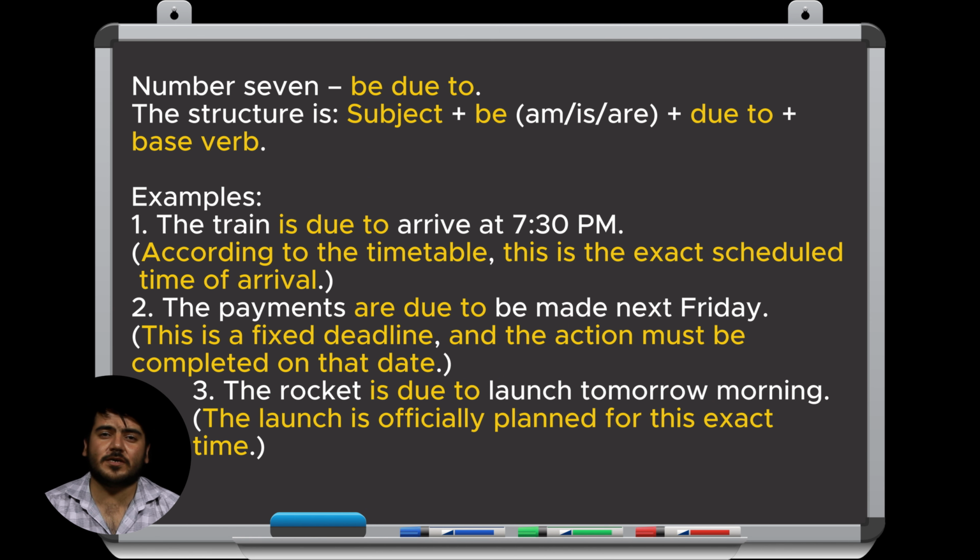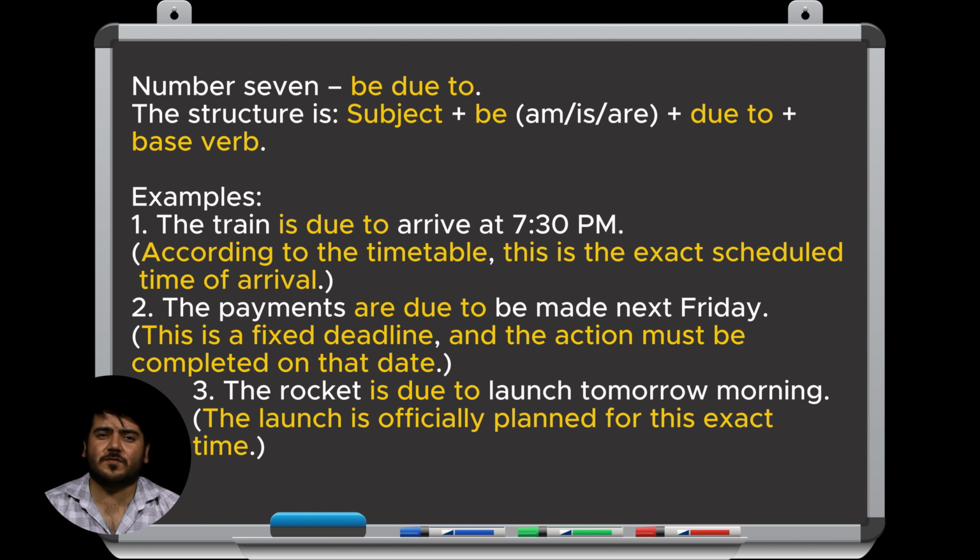Number 7, be due to. The structure: subject plus be plus due to plus base verb. Examples: The train is due to arrive at 7:30. According to the timetable, this is the exact scheduled time of arrival.